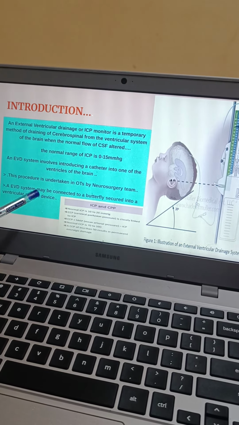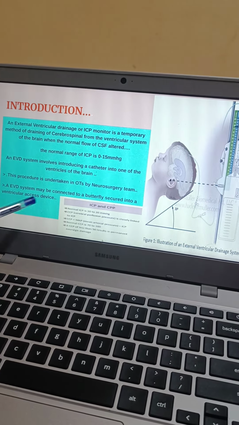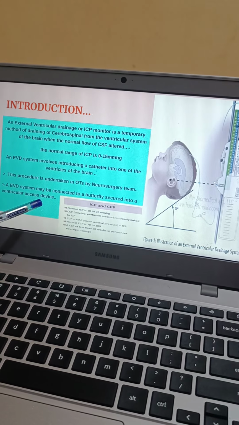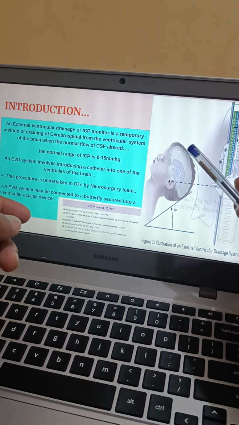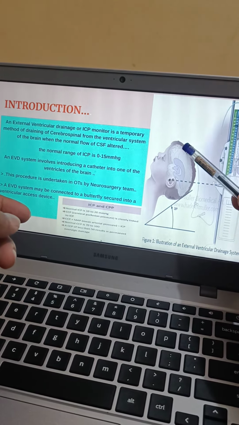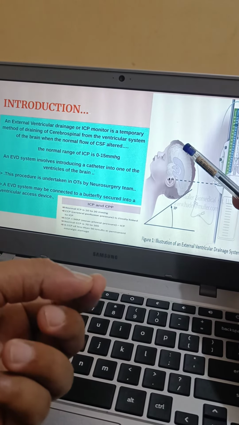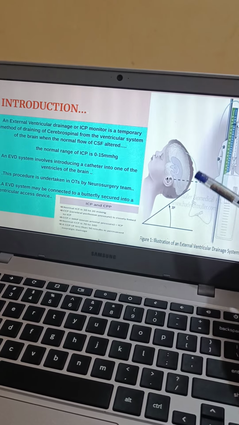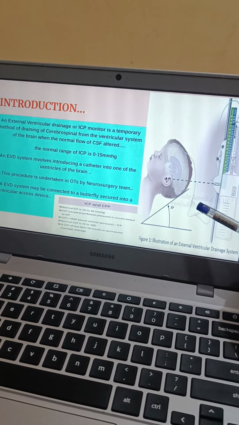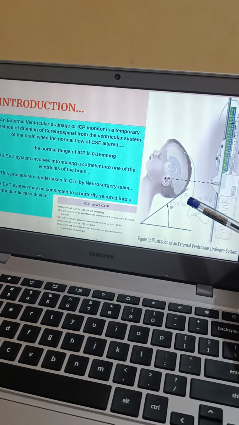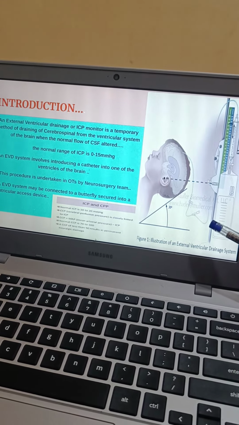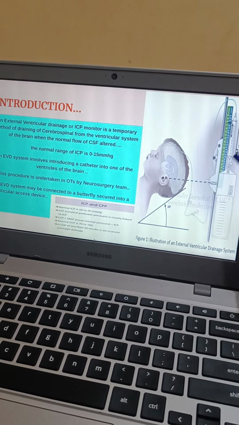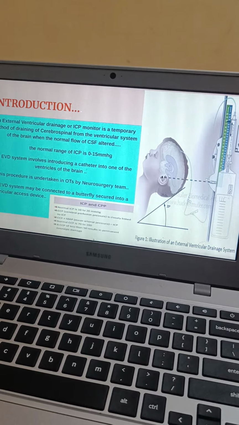An EVD system may be connected to a butterfly secured into a ventricular access device. Usually there will be a butterfly like this, and with 2 or 3 stitches they secure the tube. This is the connecting tube, and here we can see the 2 stopcocks, and this is the transducer. Everything we are seeing is part of it.